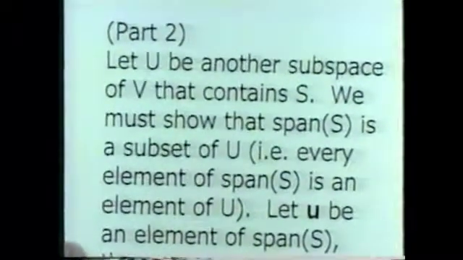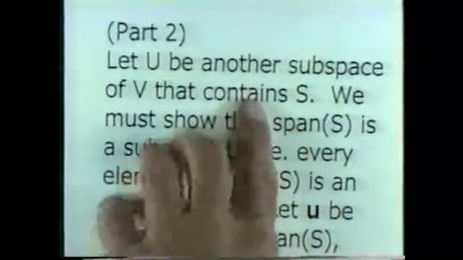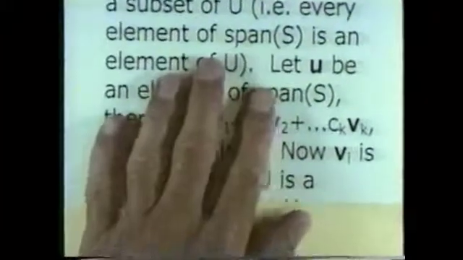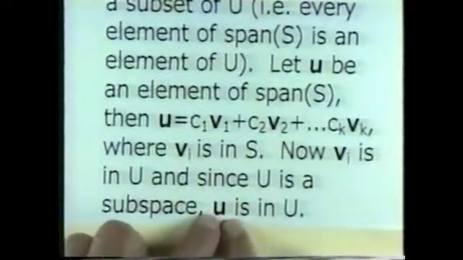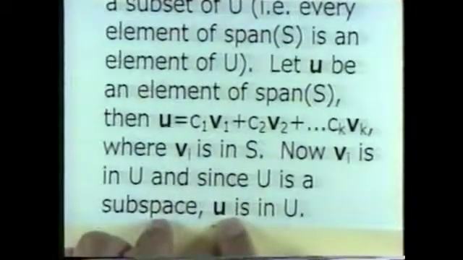Now, Vi is in U. How do I know that Vi is in U? Well, U contains S. The Vi vectors are in S, so therefore they must be in U. We know U is a subspace, so since U is a subspace, the vector U is in the subspace U. Now, how do I know that? Well, if U is a subspace, that means it's closed with respect to vector addition and scalar multiplication.